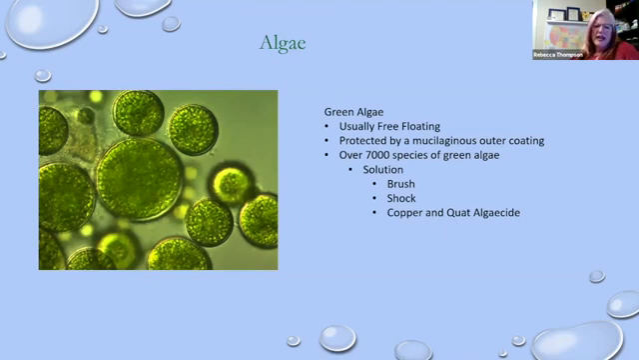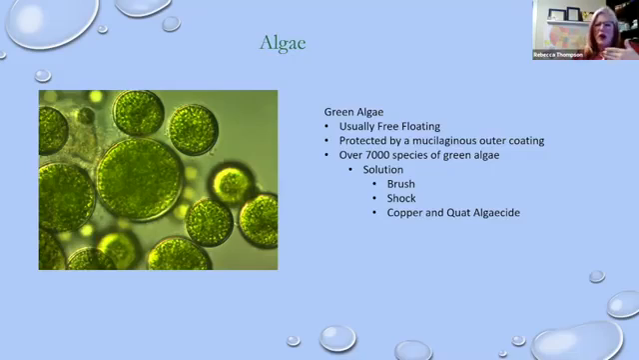Some pool problems that we have: green algae. If you haven't seen green algae in a pool, you're very lucky. You haven't seen enough pools. Usually free floating. It has a mucus coating on the outside. If it is on the walls of your pool, it's why we tell you to brush, because you have to scrape off that mucus coating so that your algicide, your bactericide, or your sanitizer can kill it. There are over 7,000 species of green algae.